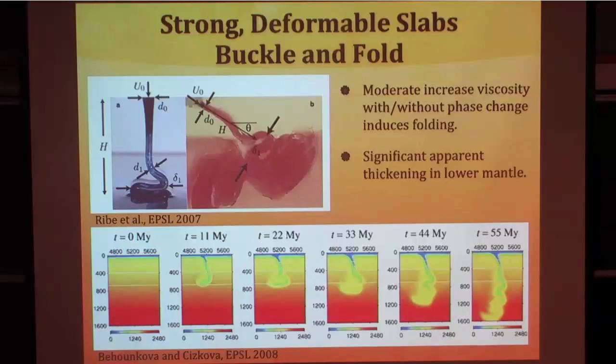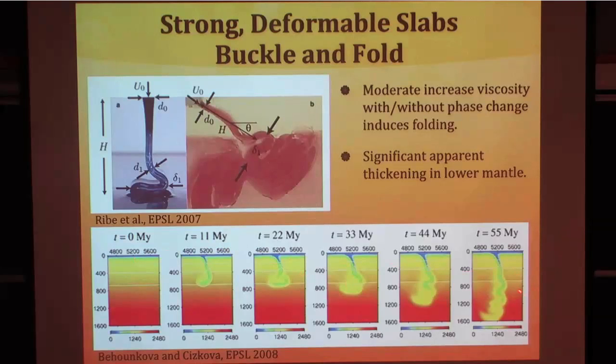And so the amplitude of folding changes in time. It can also change depending on what this rheologic contrast is in here. They have phase transitions. That actually adds to the buckling in most cases because you have an extra force here and you have this extra little resisting force here.